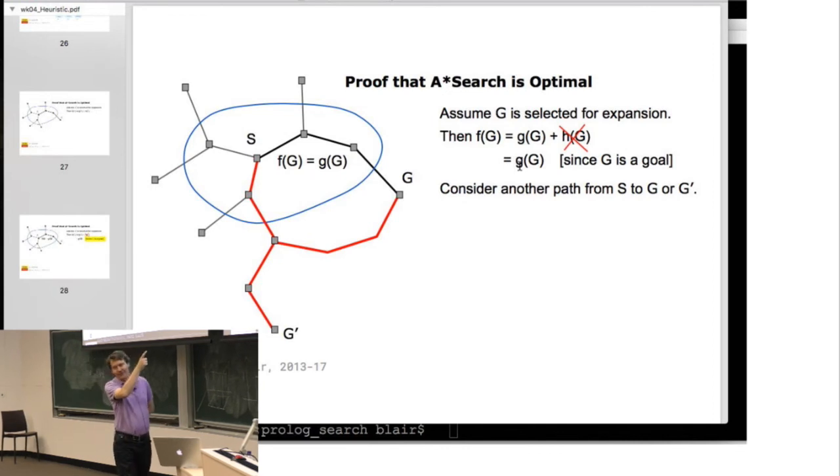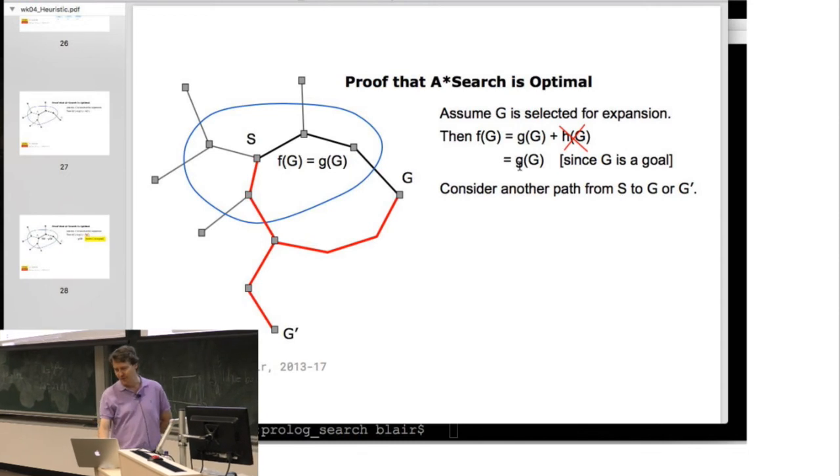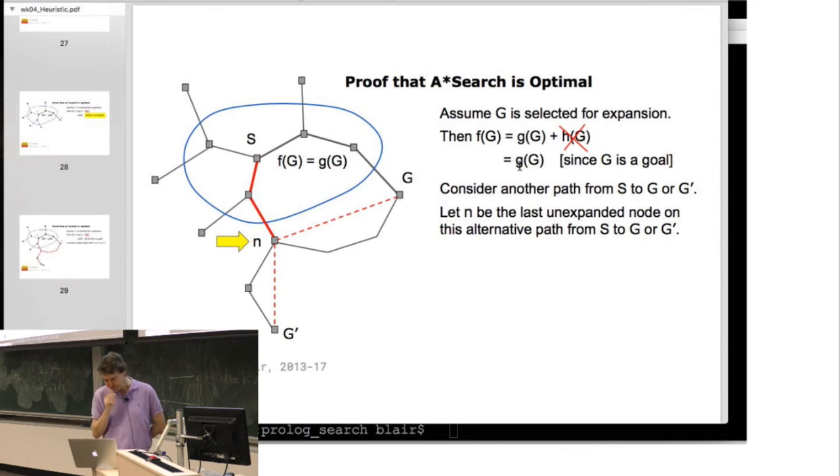Now, there could be multiple goals. The other path could go to the same goal or it could go to a different goal. It doesn't really matter. Whether it goes to the same goal or a different goal, if we start from S and we follow this path, the first few nodes we go through are going to be nodes that have already been expanded, that are in this inner circle. But at some point I'm going to cross this boundary, and there's going to be a node which has been generated but hasn't yet been expanded. So let's call that node N.